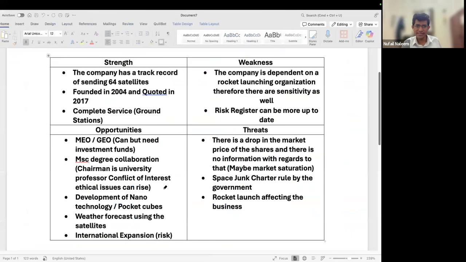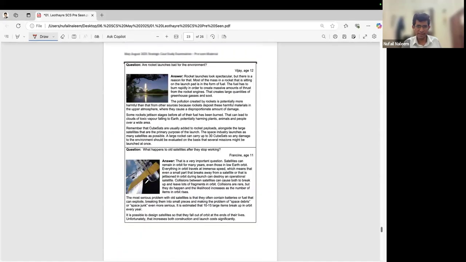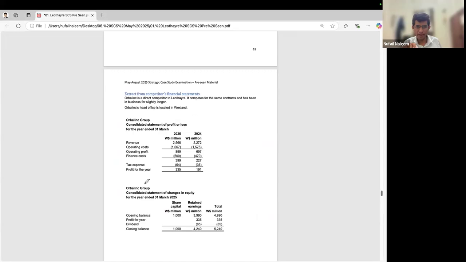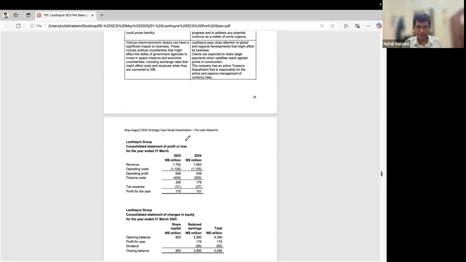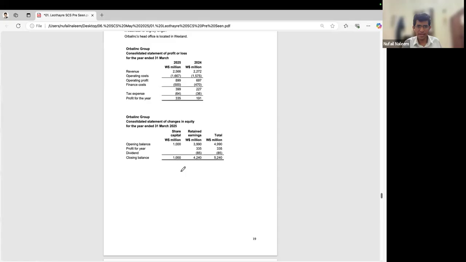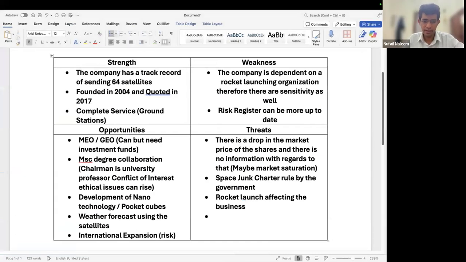And students, the next thing, just to give you an idea, is our competitor. Just to give you clarity, our competitor is Oberlink. Oberlink Group, they're bigger than us. You see, their volume is 2566, and look at ours, 1782, and the share capital 800, and look at theirs, it's 1000. So I'll write down here another threat we have.